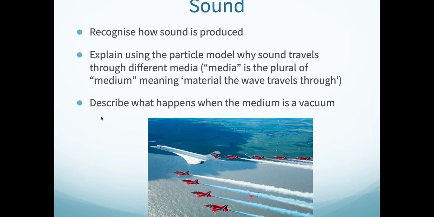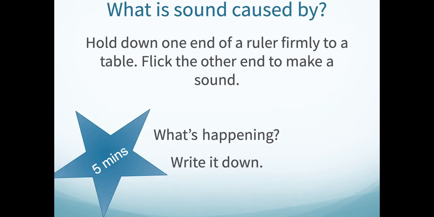So we're looking at how sound is produced. We're looking at using the particle model to say why sound travels through different media. Media is just the plural of the word medium, and medium means the material the wave travels through. And what happens when that medium is a vacuum, or when you have no medium, because a vacuum is where there is little or no material. A perfect vacuum, there'd be no material, no medium.